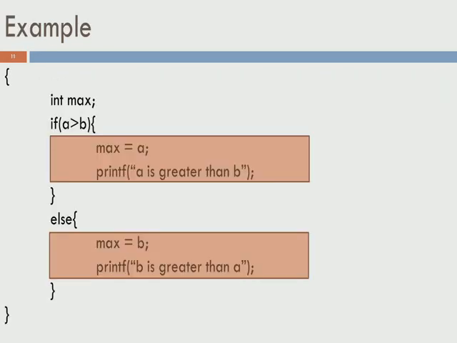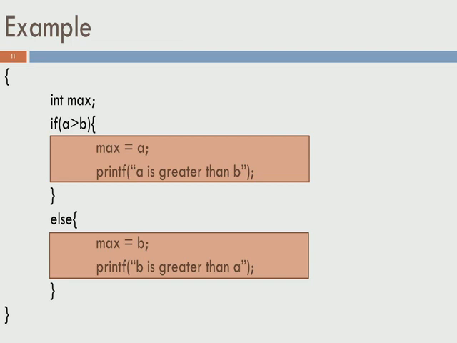Let us see these examples. We have seen something like this. Let us say I want to calculate the maximum of 2 numbers. So I have a small program segment which does that. You have int max. If a is greater than b, max is a and printf a is greater than b, else max is b and printf b is greater than a. So we are not only printing whether a is greater than b or b is greater than a, we are also storing the maximum value in this variable called max.